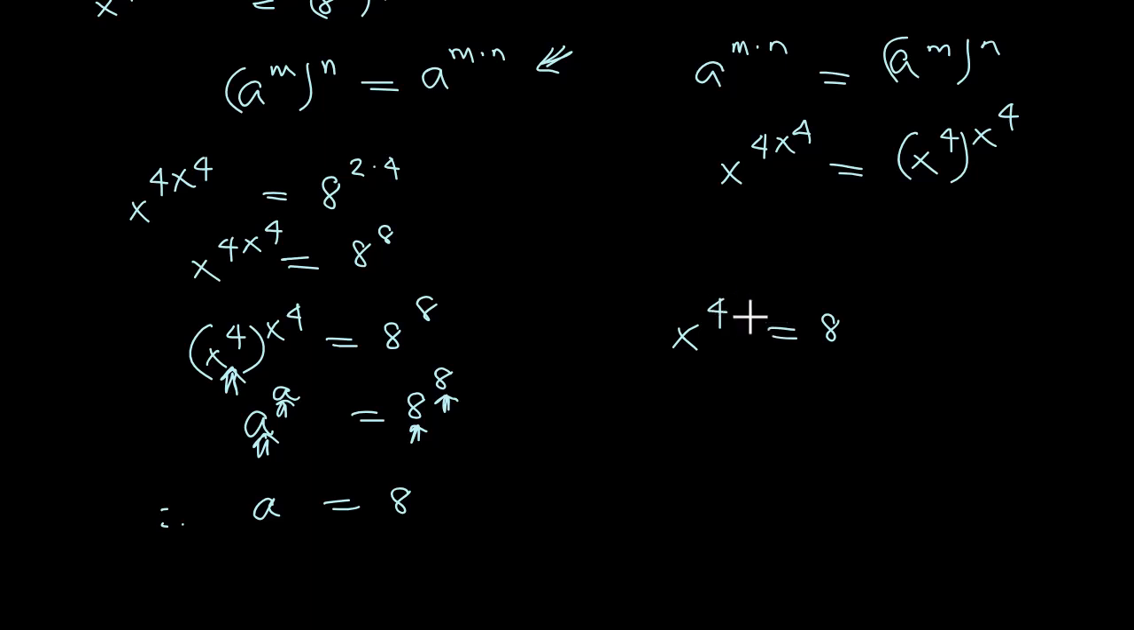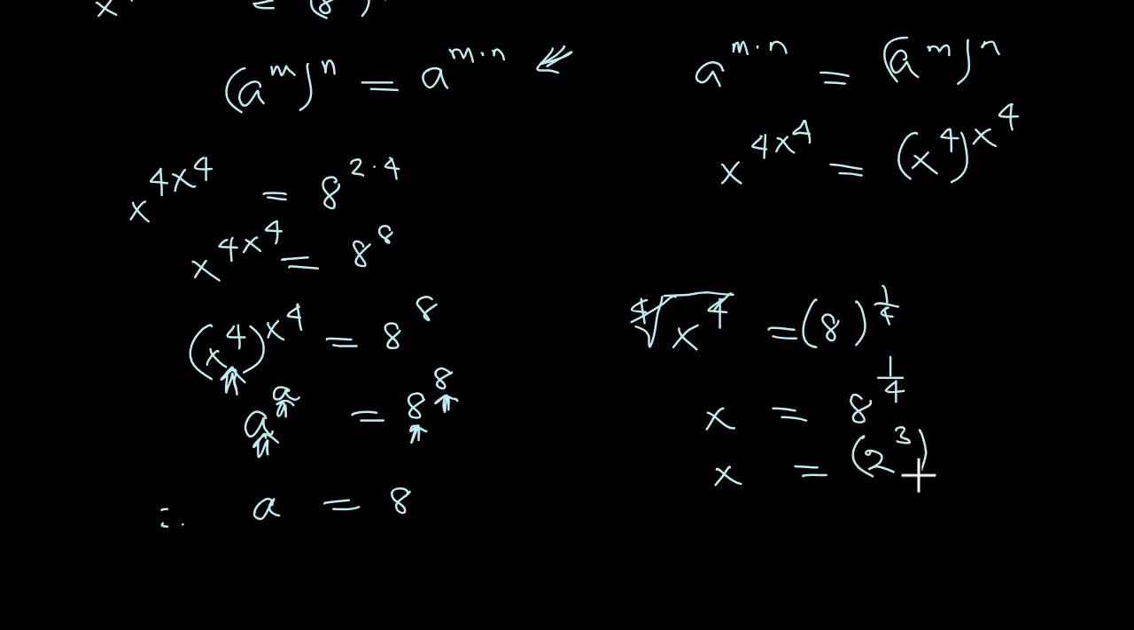Simply find the fourth root of both sides by doing this. This is the same thing as saying 8 raised to power 1 over 4. This gets rid of this, and we are simply left with x is equal to 8 raised to power 1 over 4. And 8 is 2 raised to power 3, meaning x is equal to 2 raised to power 3, then raised to power 1 over 4.